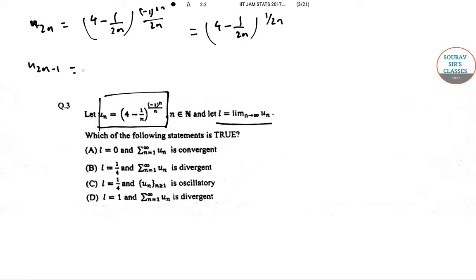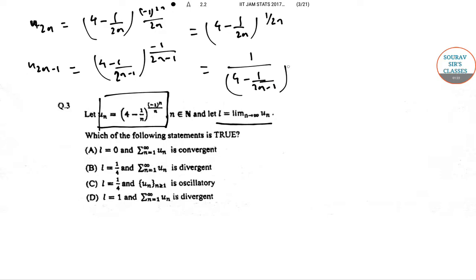u2n minus 1 similarly becomes (4 minus 1 by 2n minus 1) to the power of (minus 1)^(2n minus 1) by (2n minus 1). Now 2n minus 1 is odd, so minus 1 to the power 2n minus 1 would be minus 1. So minus 1 by 2n minus 1, which is equal to 1 by (4 minus 1 by 2n minus 1) to the power 2n minus 1.